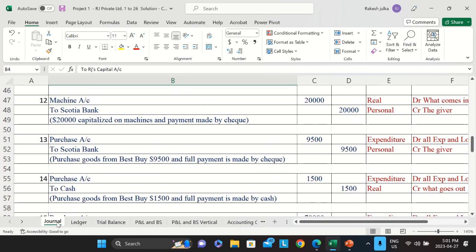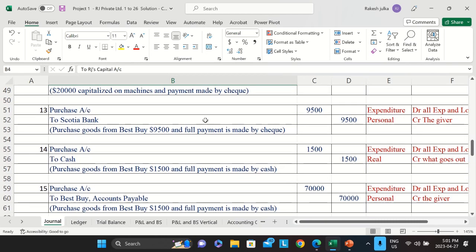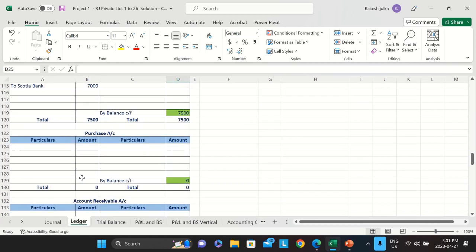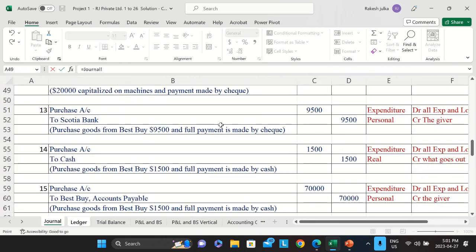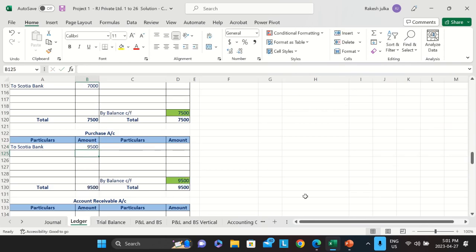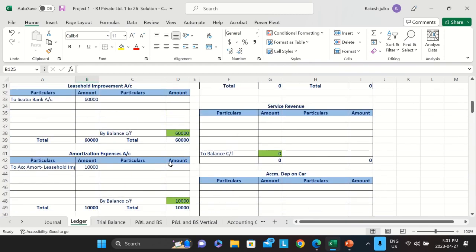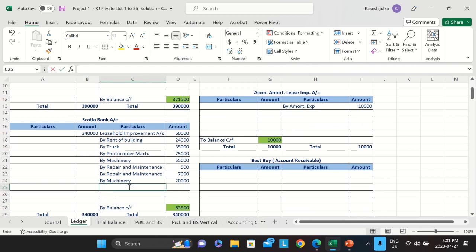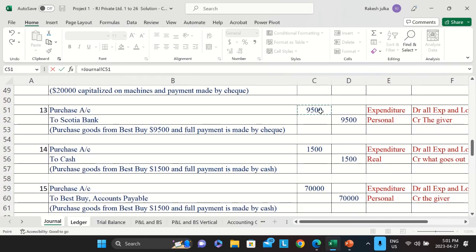Now next is the purchase. So purchase account debited to Scotiabank 9,500. So go to purchase account, purchase to Scotiabank. Purchase to Scotiabank is equal to sign here, and it's 9,500. And in the Scotiabank, you will write by purchase. So by purchase is equal to sign. The transaction here is purchase 9,500.